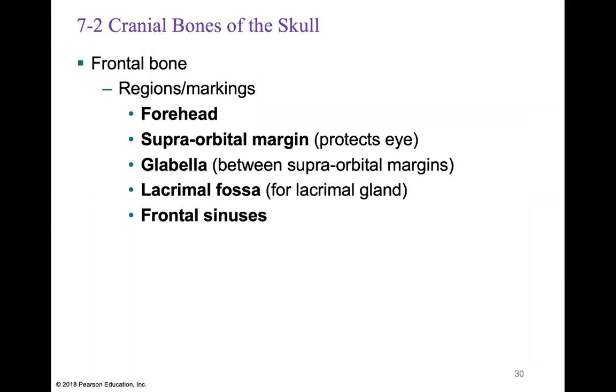Regional markings, we have the forehead and the supraorbital margin. This is actually the region just above the eye. The glabella is between the supraorbital margins. The lacrimal fossa is actually a little indentation for the lacrimal glands. And then you also do have your frontal sinuses located in the frontal bone.